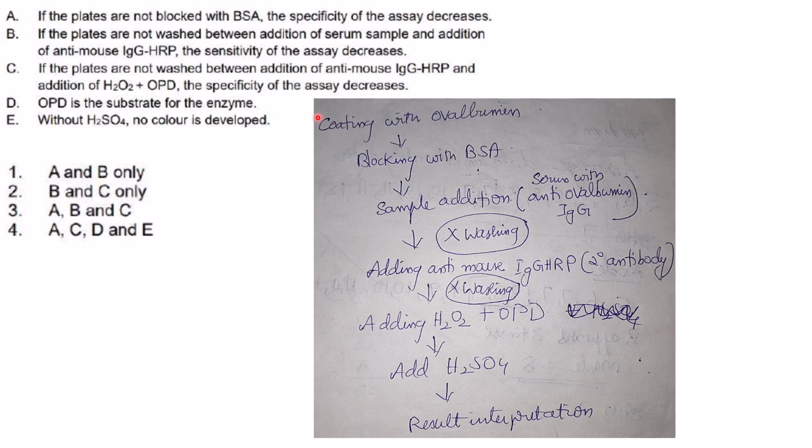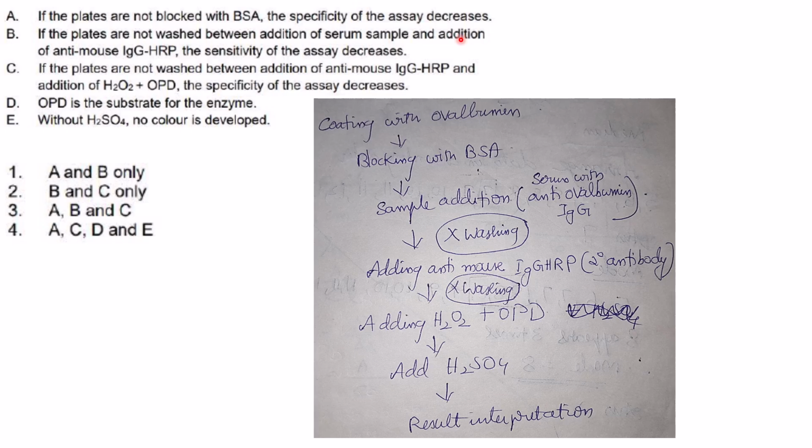Okay. Now see the statements. If the plates are not blocked with BSA, I told you blocking is preventing non-specific binding of molecules present in your sample to the free spaces in the well. To prevent that you do blocking. So if the plates are not blocked with BSA, the specificity of the assay decreases. Yes, because it will result in non-specific binding of other substances in the sample, and these can react with even your secondary antibody or even your primary antibody, and they can affect specificity. So you will not get a true negative.